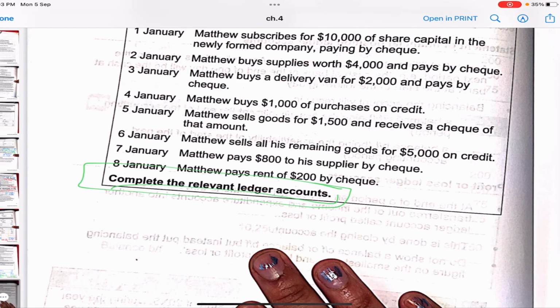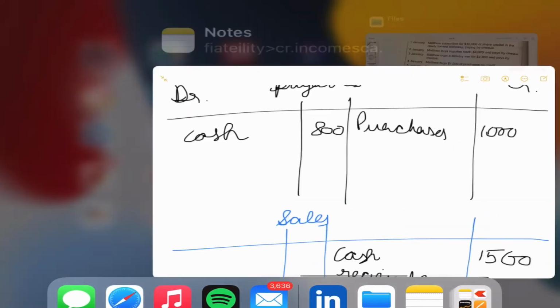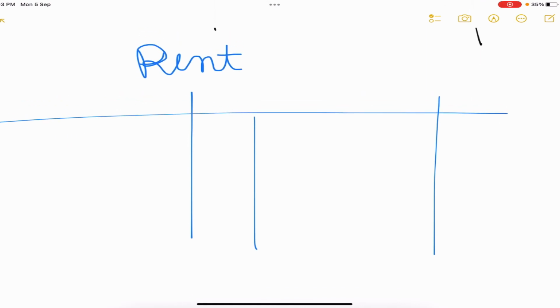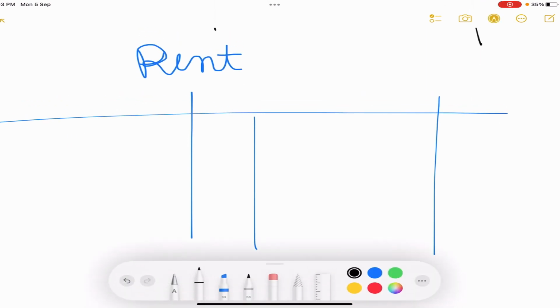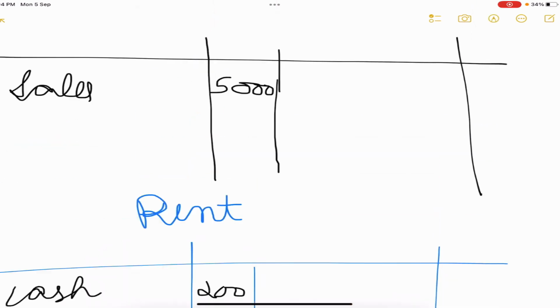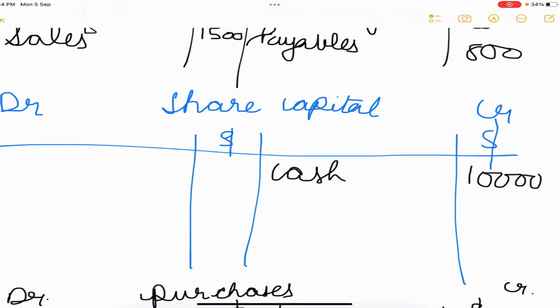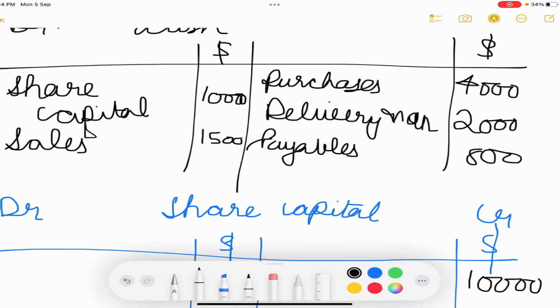The last one, Matthew pays rent of 200 by check. Okay, so rent is being paid. So what is the journal entry? Rent debit account, debit the rent to cash. Cash is getting credited because it is going out. So this is gonna be cash, which is 200. And when you go to the cash account, you are going to put rent over here, which will be nothing but 200. Now what is left?